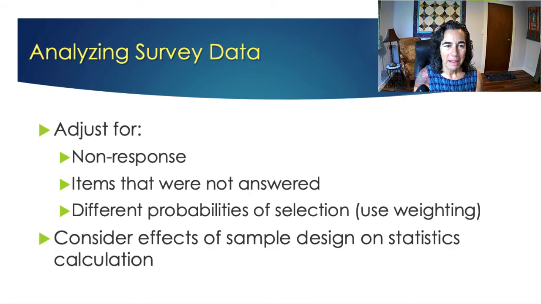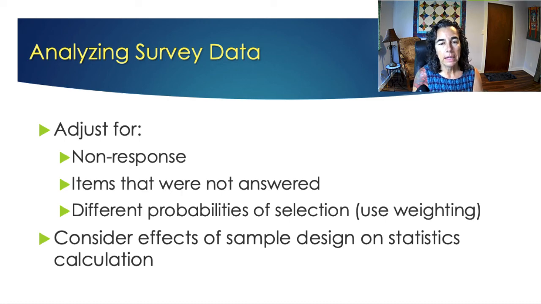All right. Then analyzing survey data. This would be the last step, right? We make it, we test it, we revise it, all that stuff. Then we administer it. Now we're analyzing the survey data. So we want to statistically adjust for non-response. All those people that didn't answer, even though they didn't answer, they go into our pot in a statistical manner. We need to adjust for items that were not answered because missing data can skew the data.